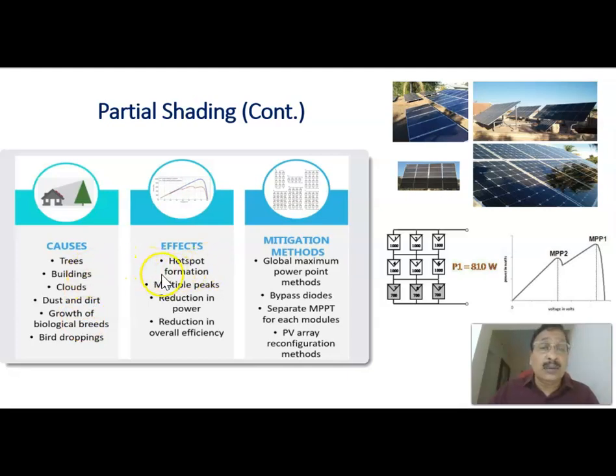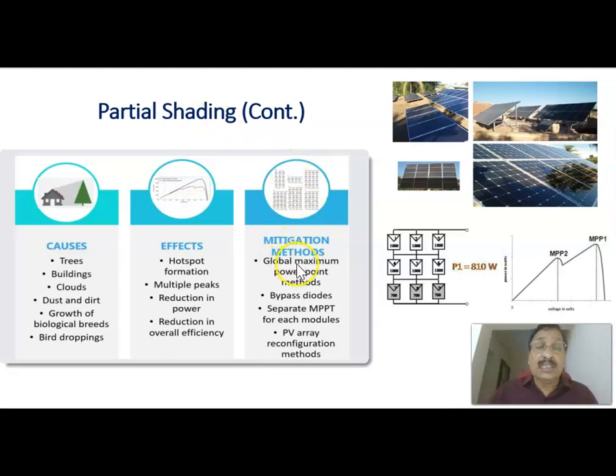And the effects are, of course, hot spot formation, which will be seen later, and multiple peaks. Normally, as you know, the PV curve has only a single peak, but in this case there will be multiple peaks in the PV plot. Therefore, multiple peaks and a reduction of the maximum power. That's the effect of partial shading, along with the reduction in overall efficiency. The overall efficiency also gets reduced because of the partial shading.